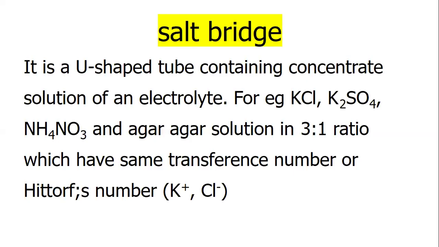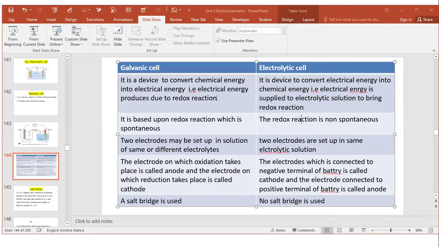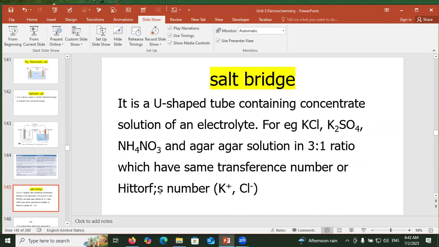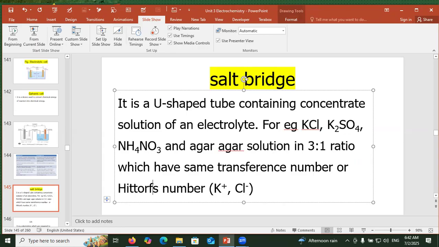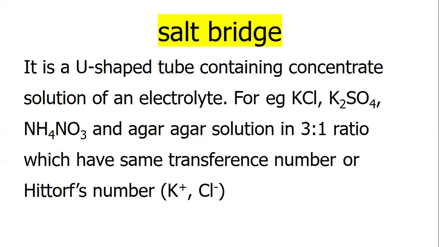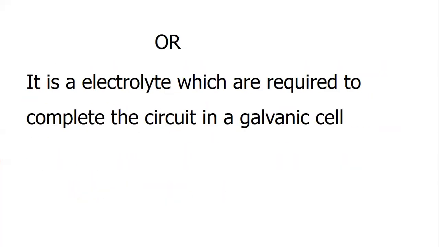Salt bridge. It is a U-shaped tube containing a concentrated solution of an electrolyte, for example, potassium chloride, potassium sulfate, ammonium nitrate, and agar-agar solution in a 3:1 ratio, which have the same transfer number or Hittorf's number. It is an electrolyte which is required to complete the circuit in a galvanic cell.